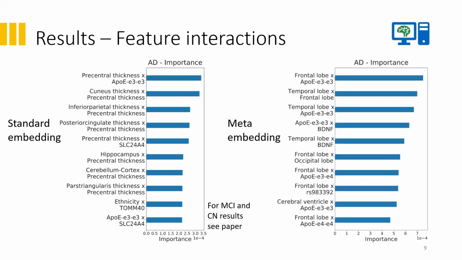At this point, meta-embedding helps again. It leads to less features and therefore more interpretable results. Our model with meta-embedding especially utilizes the temporal and frontal lobes. This shows that overall our model not only outperforms compared models, but also enables a thorough analysis of the most important features and feature interactions.